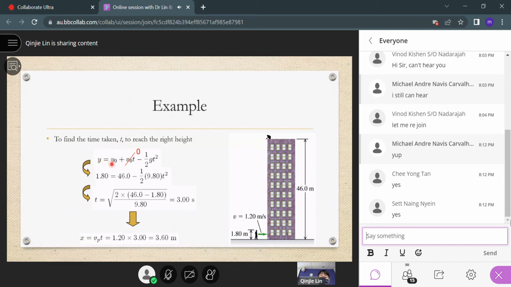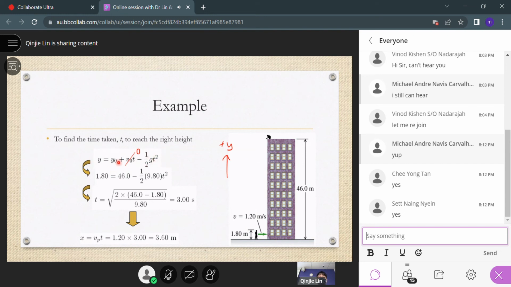Okay, so you have y equals y naught plus v naught t minus half g t squared. Actually, the general one is plus half a t squared. But why does it become minus? Because it's going downwards. Okay, it's going downwards. And in this question, we define upward as positive. So this is positive y. That's why g will be negative.